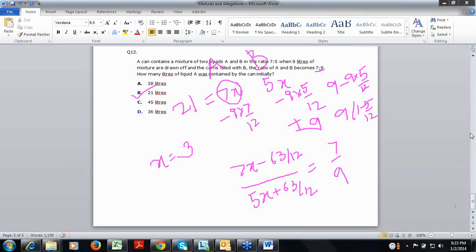Still anybody has a problem? Yeah, anybody has a problem? Okay, everybody got it? Solve this. X will come out to be 3. So put that in 7x. So 21 liters that will be.